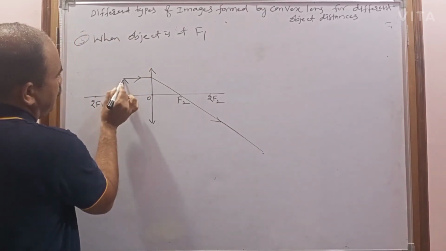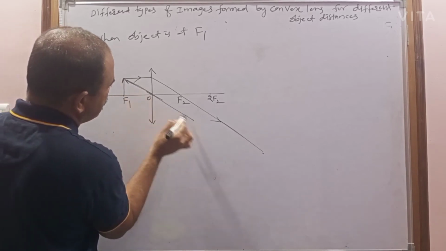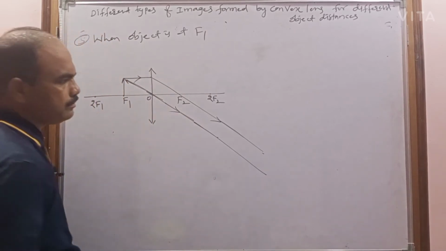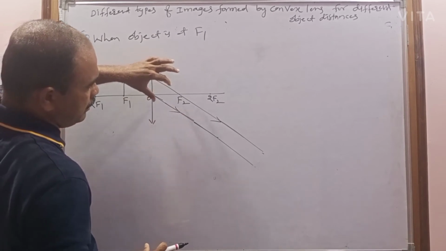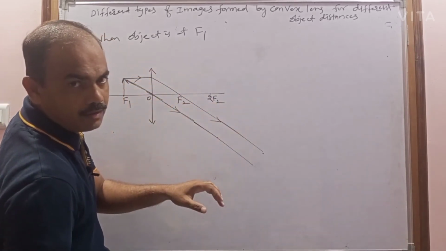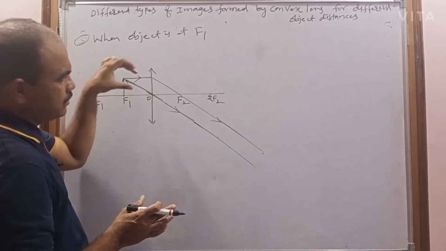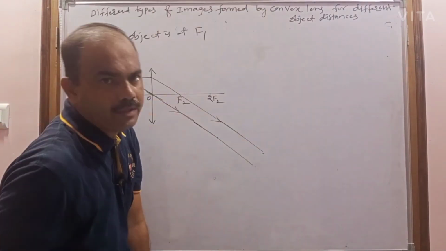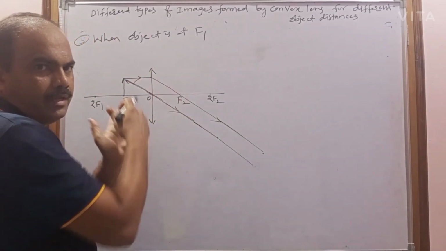The next incident ray I am taking passes through the optic center, so it will continue along the same path. If the refracted rays are seen, how are they? They are parallel to each other. So when the object is at focus, the refracted rays are parallel. Parallel means where is the image formed? At infinity.